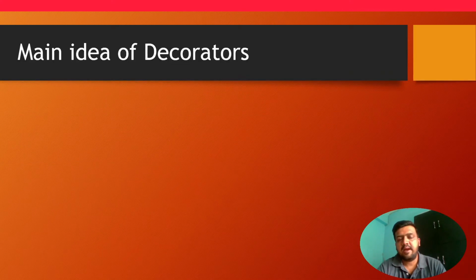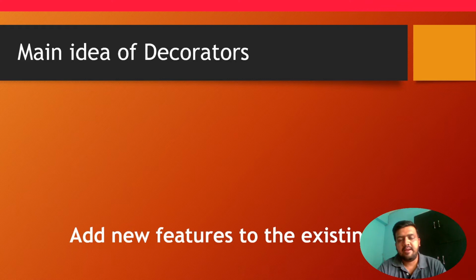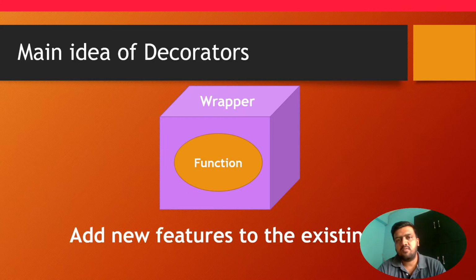So the main idea, as I told you, is adding something new to existing features or existing code. A graphical representation of it looks something like this. Let's say we have a function in Python, which is in the oval shape, and we try to add a wrapper, kind of a gift wrap, onto it, so that the original content is still the same, but we are adding new features, or actually removing some of the disabilities of the code. That's the idea of a decorator. So let's jump to the code and understand it better.